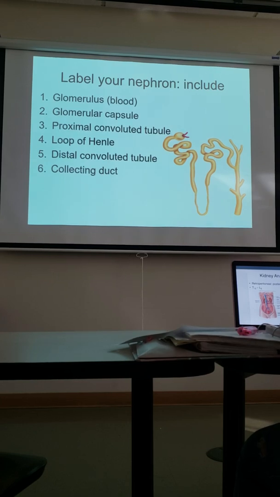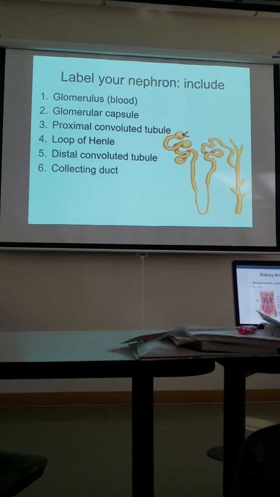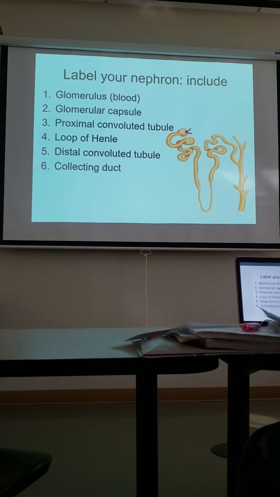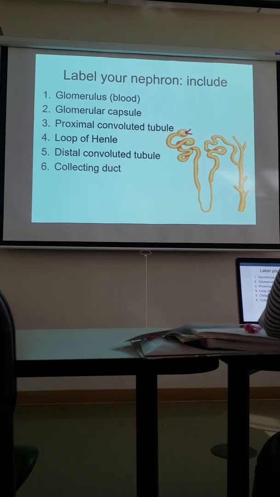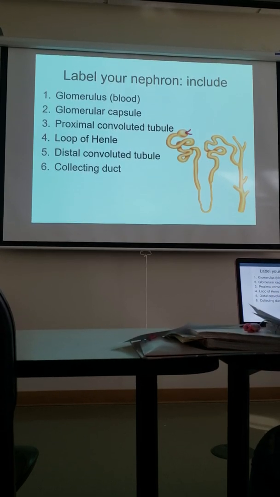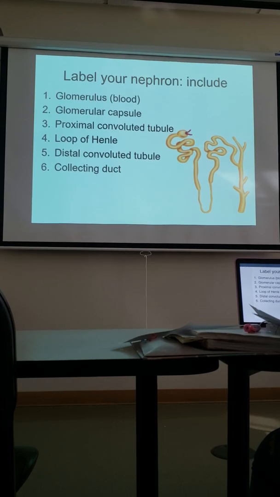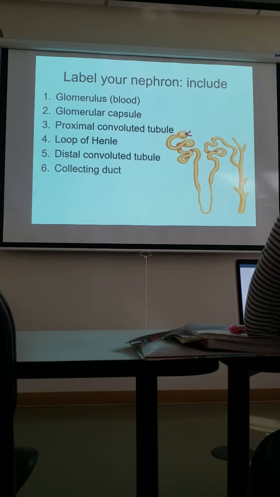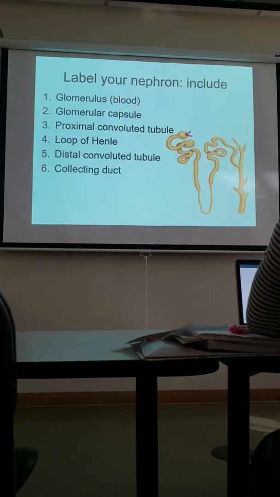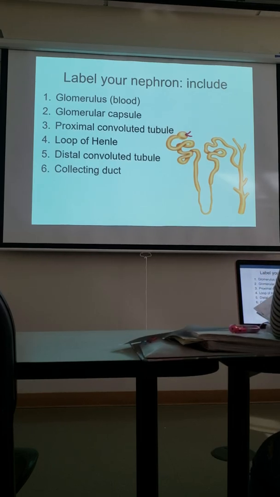Okay. So, remember she said this is the proximal convoluted tubule, distal, the loop of Henle, collecting duct, glomerulus, capsule, and then the glomerulus is the blood that goes inside the capsule. Okay. So she said proximal convoluted tubule, distal convoluted tubule. This is the loop of Henle. This is the collecting duct, glomerulus capsule, and then the glomerulus is the blood that's going in.